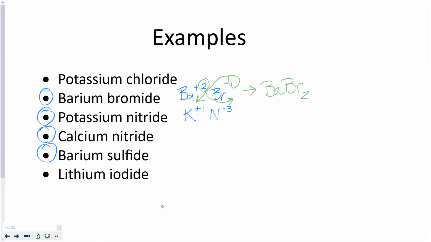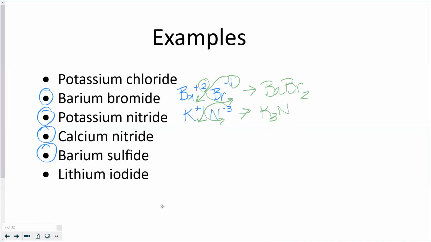And yet again, when we crisscross, the 1 from potassium goes down to nitrogen. The 3 from nitrogen comes down to potassium. So it's going to be K3N. And that balances all of the charges so that it's a neutral compound.